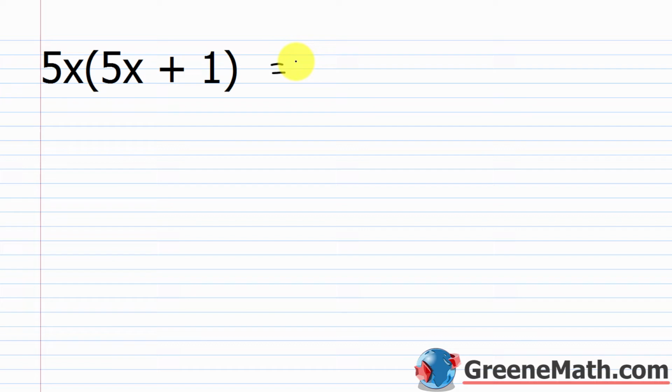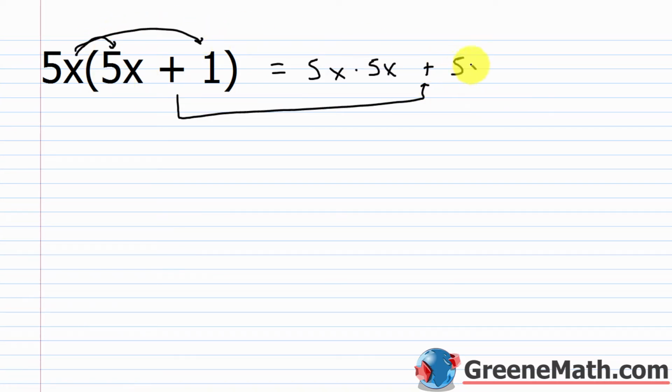All right, for the next one, I have 5x times the quantity 5x plus 1. And again, I'm just going to use my distributive property. So 5x times 5x, and then plus, next, I'm going to have 5x times 1. So 5x times 5x, 5 times 5 is 25. And then x times x, again, is x squared. And then plus 5x times 1 is 5x. So these two are not like terms. You have x squared and you have x. So that's going to be our answer, 25x squared plus 5x.